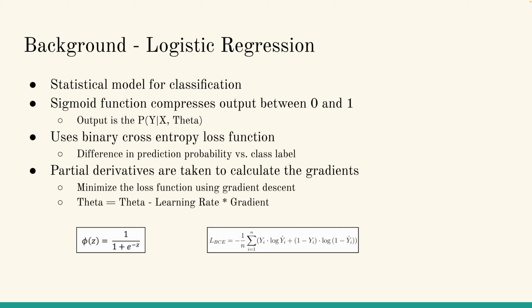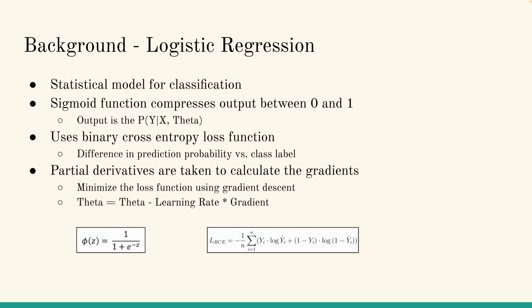During training, we define a loss function. In this case, it's common to use the binary cross-entropy loss function. And what this does is measure the difference in our prediction probability versus the true class label. And this gives us a way of measuring how well the current model and the current parameters fit the data.